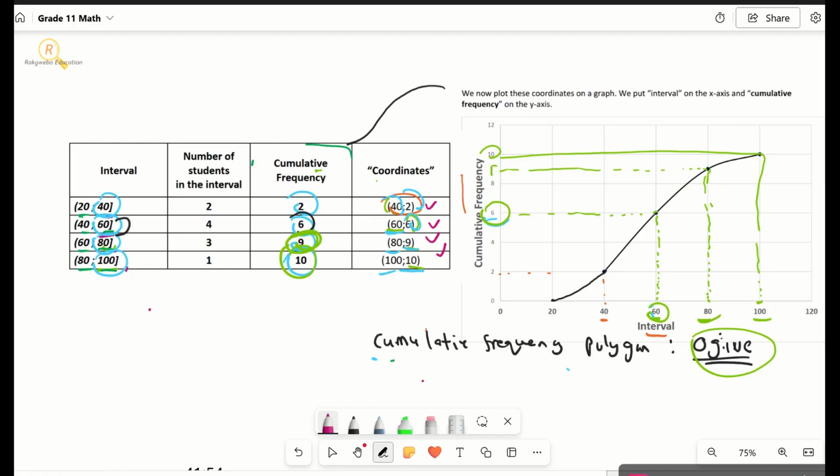So let's just quickly do another question. If they ask you, okay, let's do this. How many learners got a mark between 40 and 60? We already established that that's 4 learners. Okay, sharp. So now a question comes and asks you, using the graph, the Ogive, how many learners got a mark between 40 and 60? Let's just assume that you don't have this table. How would you find that? You do this.